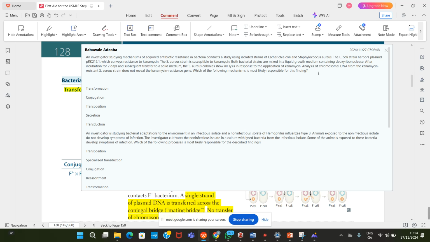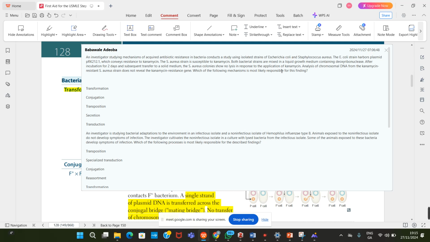Exactly. So the E. coli harbors the plasmid, the plasmid that contains the mutation. Good. The Staph aureus is susceptible to kanamycin. So the E. coli contains a plasmid that makes it resistant to kanamycin. When they incubated them together, they noticed that after some time, Staph aureus shows no lysis to kanamycin. So that means that Staph aureus is no longer destroyed by kanamycin. It is now kanamycin resistant.